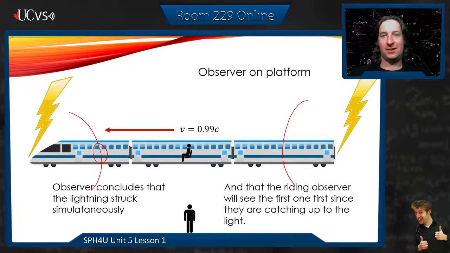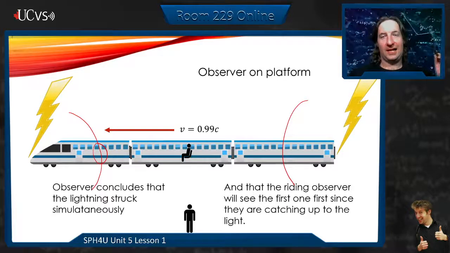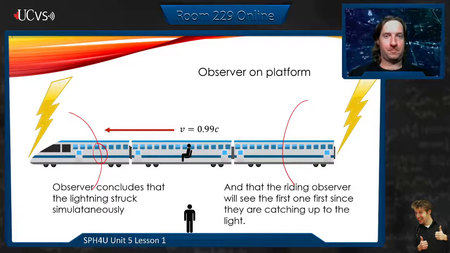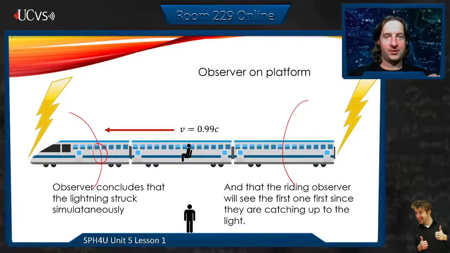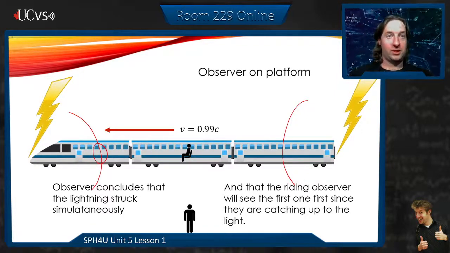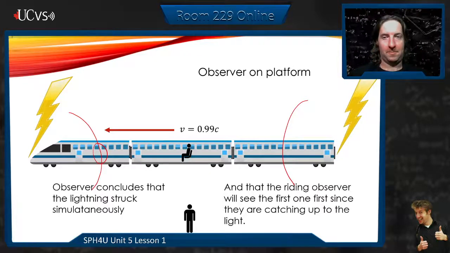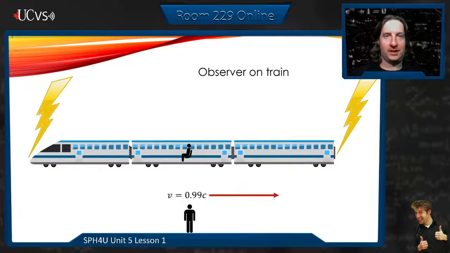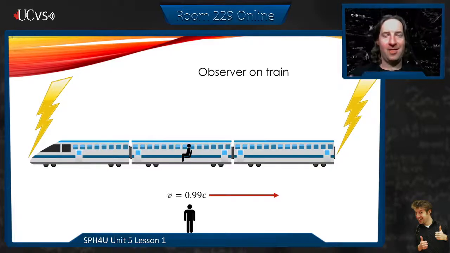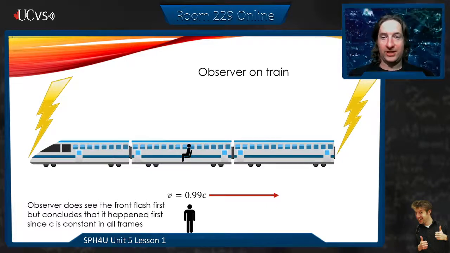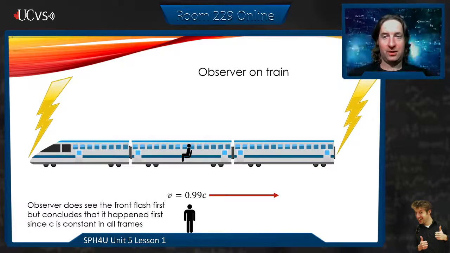The lightning strike hit the train at the front first. Okay, did you get that? So the two different observers have different viewpoints of simultaneity. It gets more confusing when you look at the person on the train. The person on the train thinks that they are at rest, and they are going to see the front flash first.